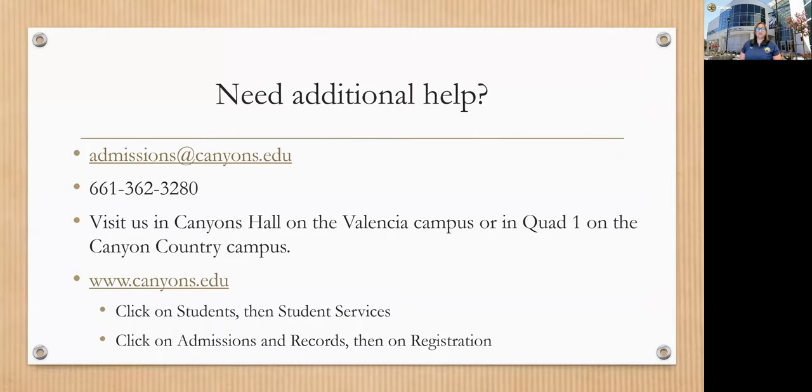If you need any additional help, please feel free to reach out to us at admissions@canyons.edu or by calling us at 661-362-3280 or visit us in Canyons Hall on the Valencia campus or in Quad 1 on the Canyon Country campus. You can also find us on our website at www.canyons.edu by clicking on Student, then Student Services, and then on Admissions and Records and on Registration. That's where you'll find step-by-step instructions on how to add a course as well.